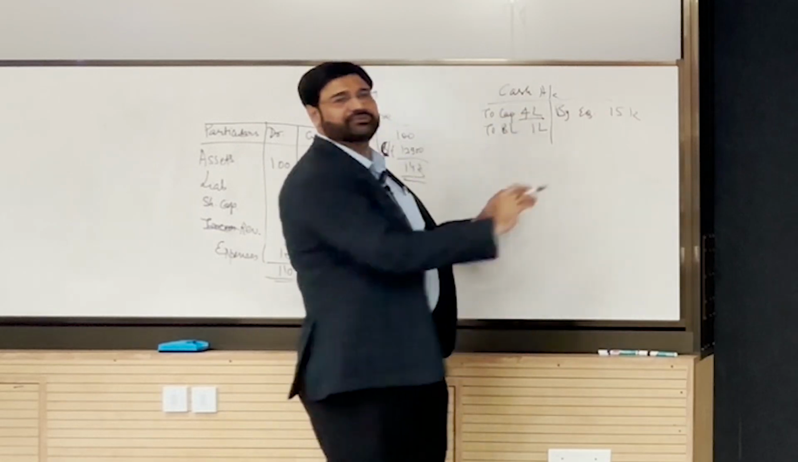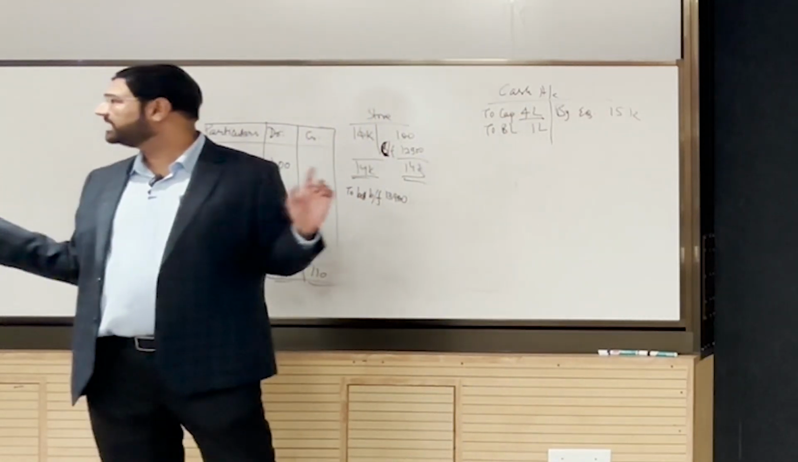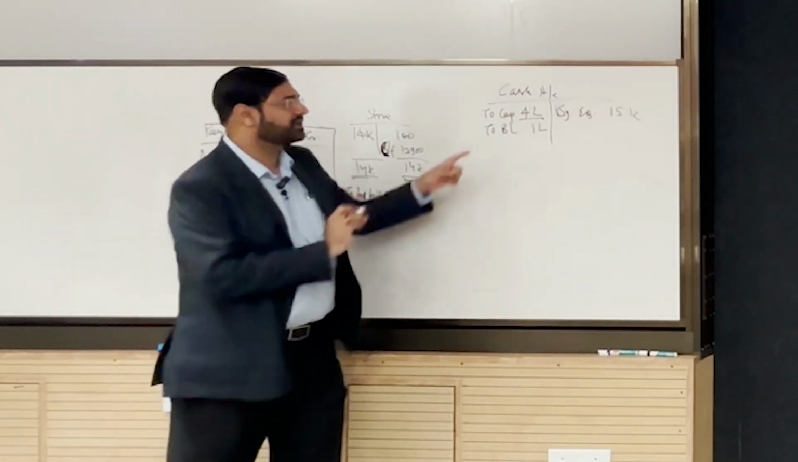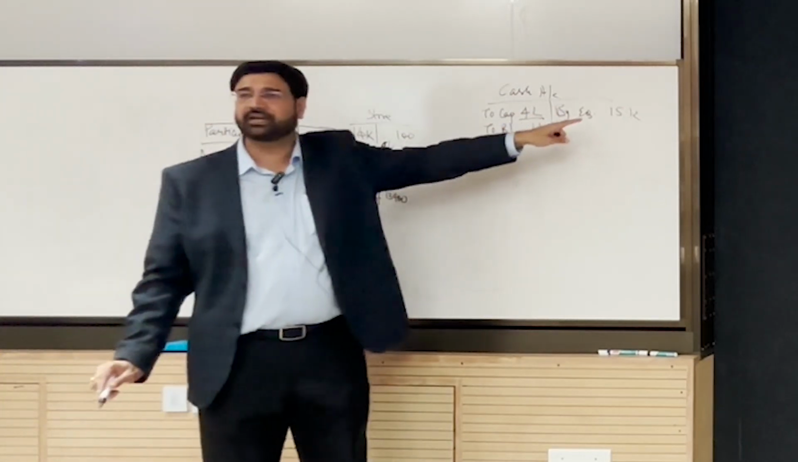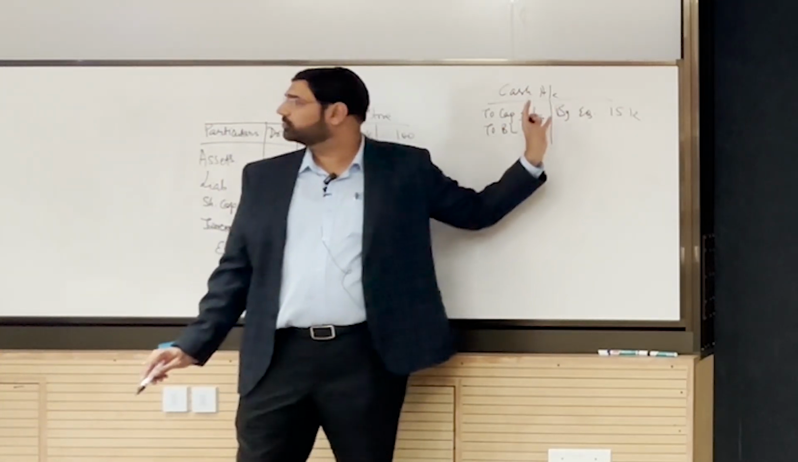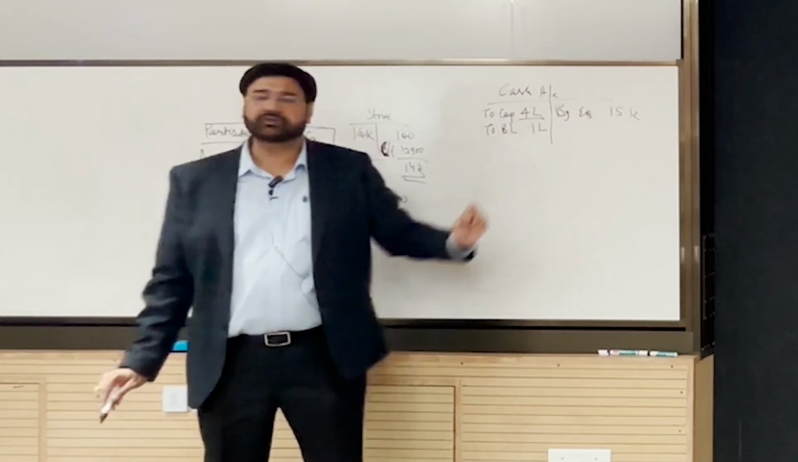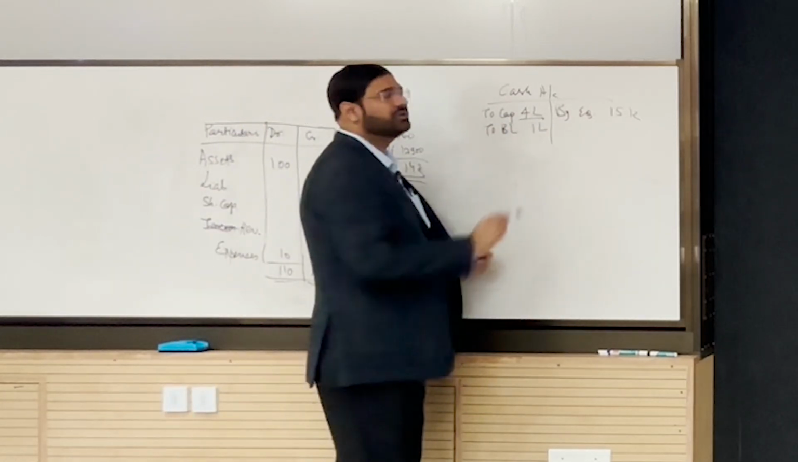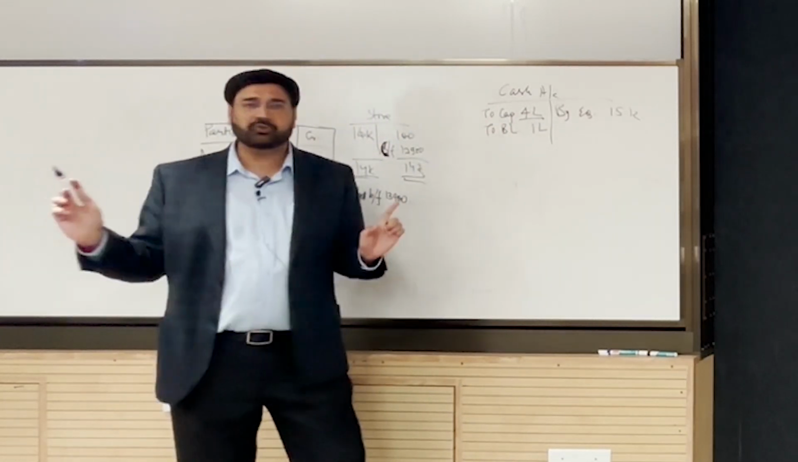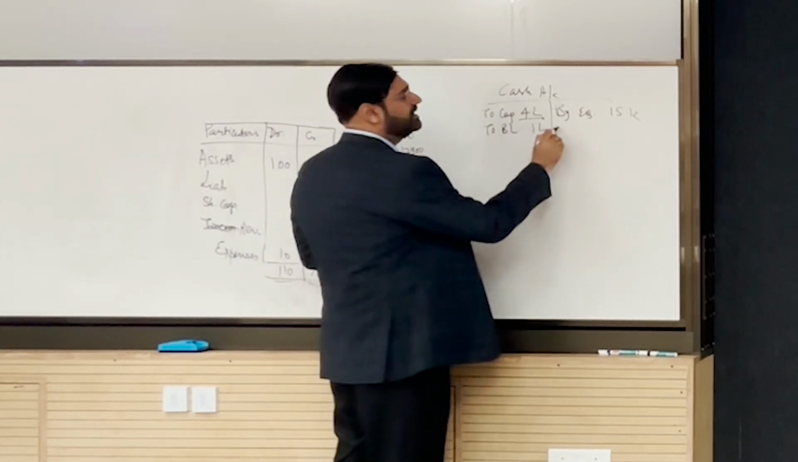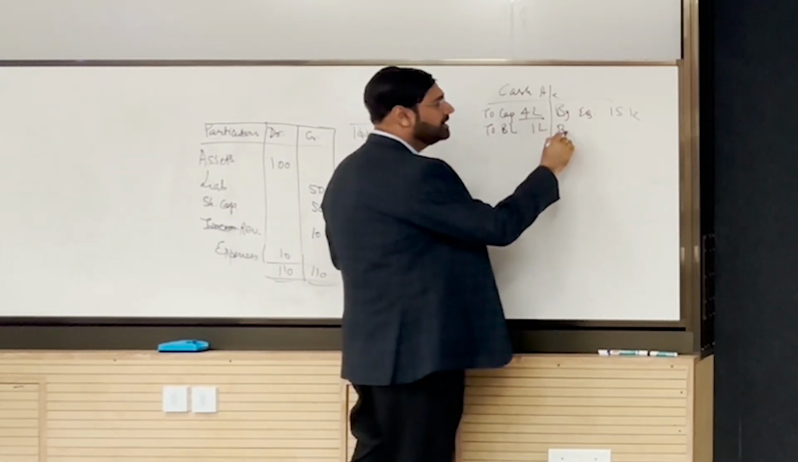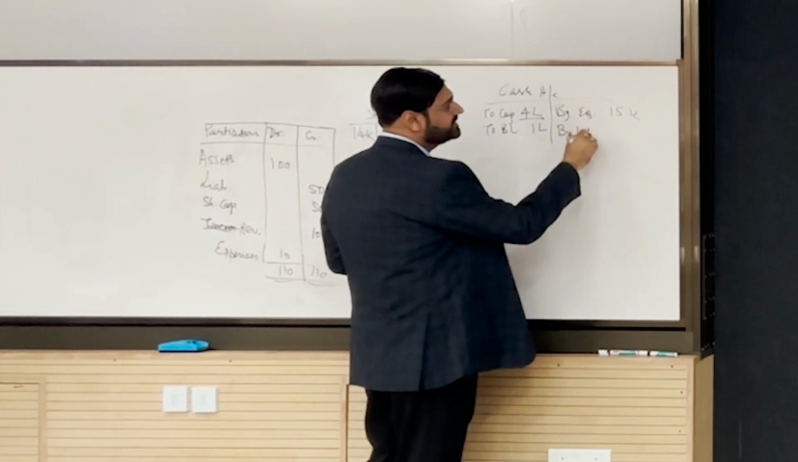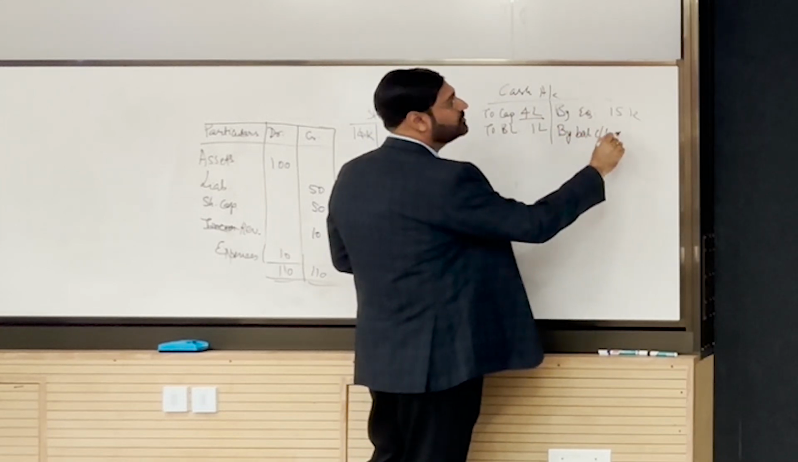So if these are the only 3 entries, then how will we balance? We will say, okay, this side is how much? Debit side total is 5 lakhs, credit side total is 15,000. So what's the difference between the two? 4,85,000. How much? 4,85,000. So we will give the date 31st of July, for example, by balance carried forward. How much?